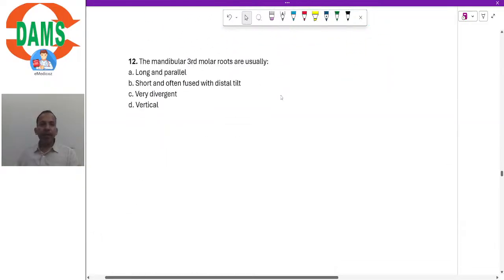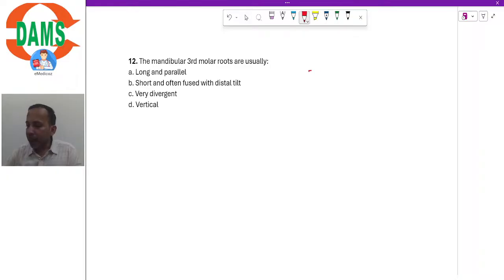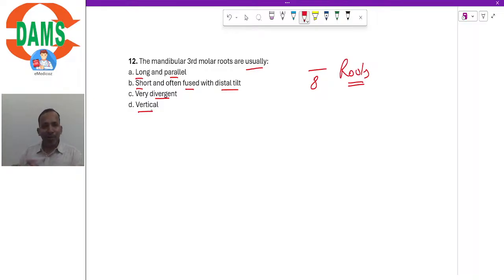Clear? So the mandibular third molar roots are usually, options are: long and parallel; short and often fused with a distal tilt; very divergent; and option D, vertical. Obviously the roots are vertical, they are not going to be horizontal, isn't it? So option D, you can say that it is correct, but is it the best?